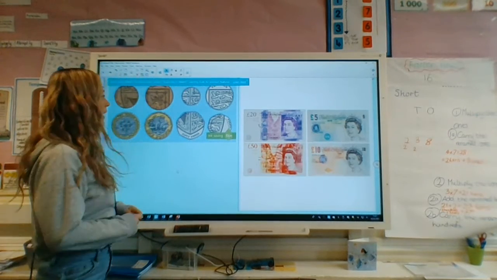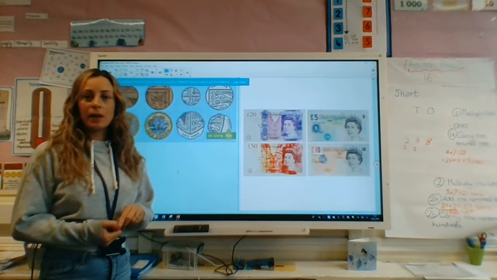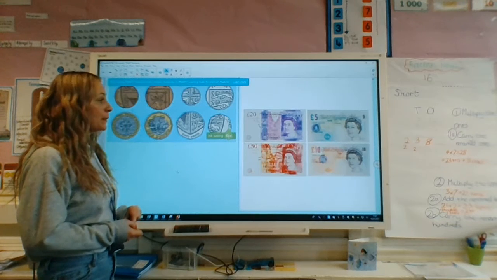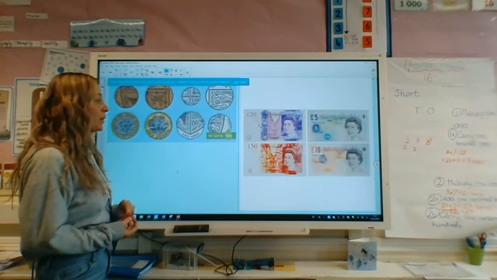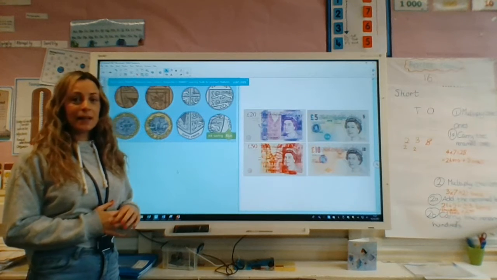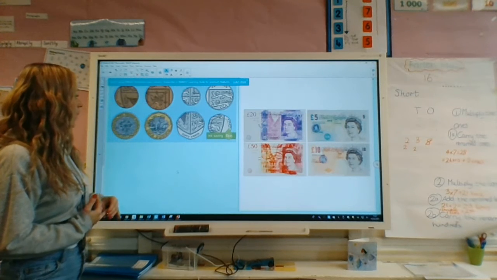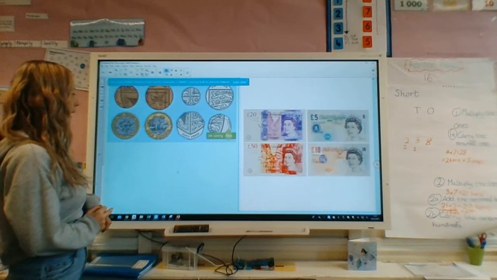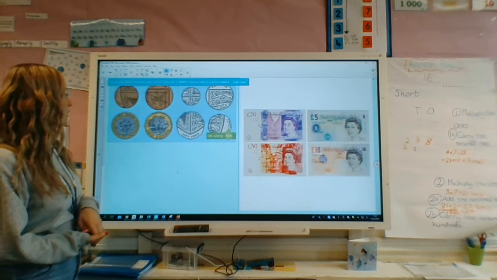Starting money today. I know we looked at it a little bit at the start of lockdown, but because we didn't think it was going to last this long, we only covered it slightly. So we're going to go into it in a little bit more detail in the next week or two. So we're just going to recap and look at the different coins that we've got.